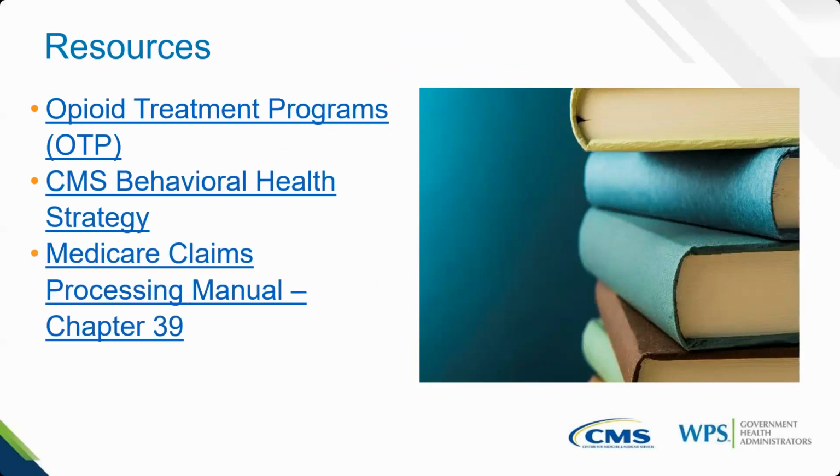All right, so that brings us to our resource section on some of the key things. We did put some good links in our chat, and then if you do have any more interest, we have the link to the claims processing manual that has some of those add-on G codes here, the Medicare Behavioral Health Strategy website, as well as some more info specifically on opioid treatment programs on our resource slide here.